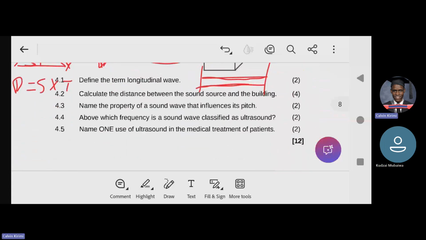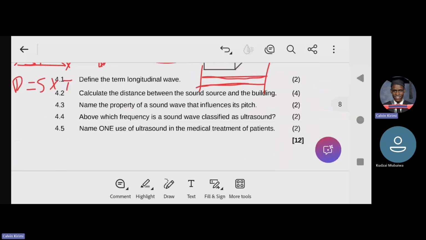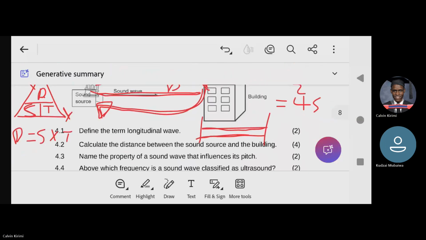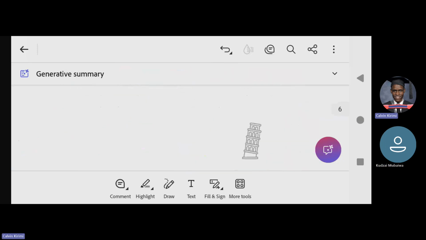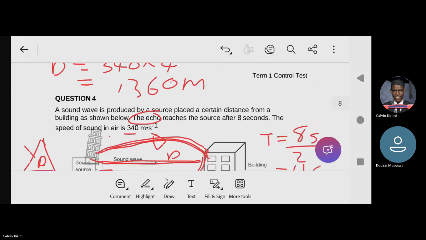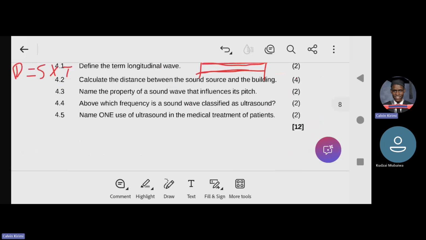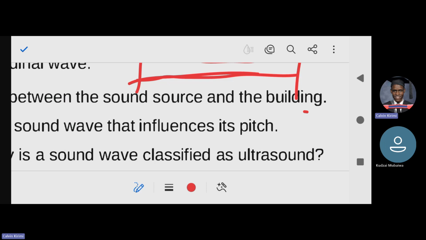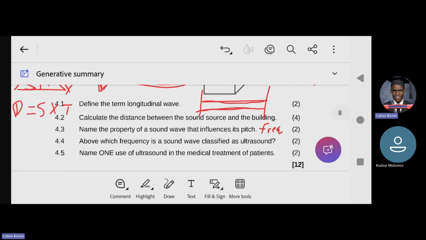Let's move on. Now we've calculated the speed and the distance. Name the property of sound wave that influences pitch. We have done this in the multiple choice. What influences pitch? Frequency. Yes. I know, you remember. What influences pitch is frequency. So here you write it in words: Frequency. All right.